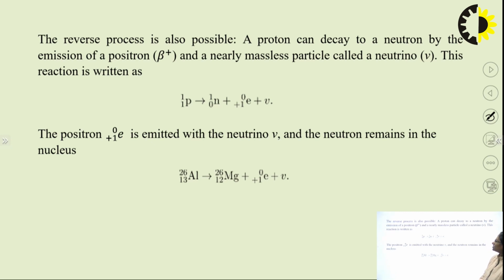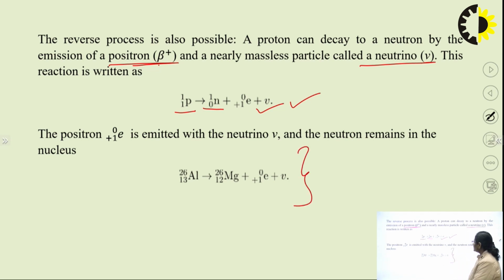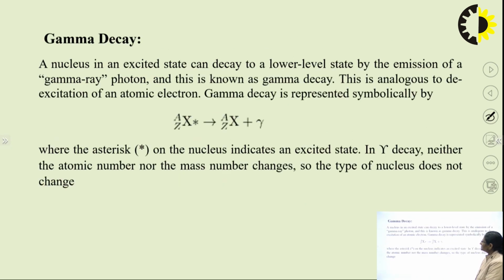The reverse process is also possible. A proton can decay to a neutron by the emission of a positron, which is a positively charged beta particle, and a nearly massless particle called a neutrino, denoted by ν. This reaction is denoted by the following equation. The positron (1e0) is emitted with the neutrino ν, and the neutron remains in the nucleus. It is represented by the equation over here.